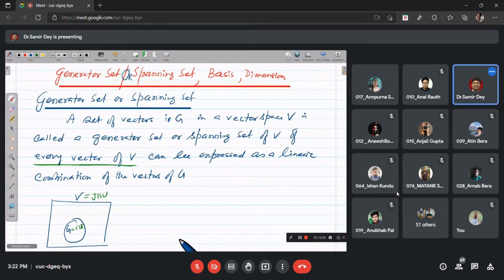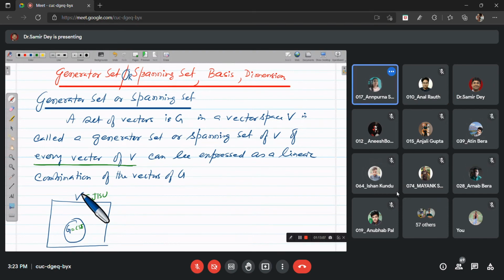I repeat once again. This big part is a vector space set that we are considering as Jisoo. That means Jisoo is a big part. CSC is one part of the vectors, that is G. So here we can consider G as the computer science department. If it is possible to express all the information of Jisoo with the help of the CSC department, then we can say that the CSC department is the generator or spanning set of Jisoo or vector space V. Clear? Yes, sir.